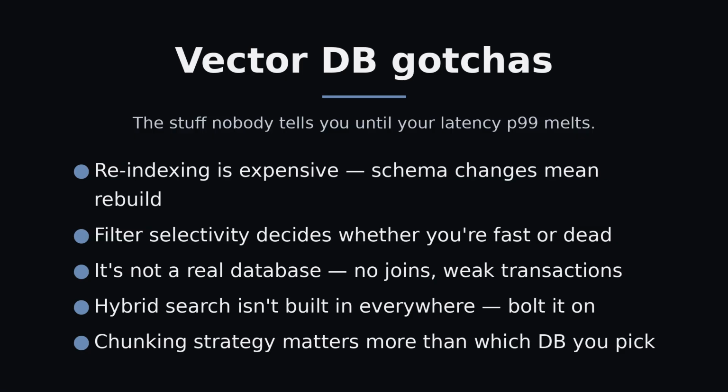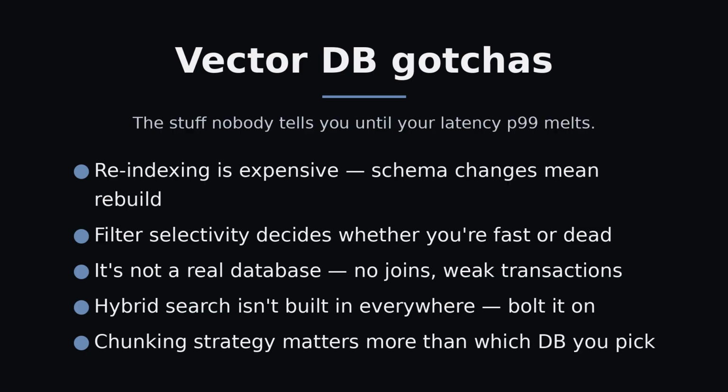5 things that bite everyone. 1. Rebuilding the index is expensive. Adding a new metadata field, switching embedding models, growing past your shard size, any of those means re-embedding and re-indexing your whole corpus, and that can take hours. 2. Filter selectivity decides everything. A filter that matches 99% of your data is essentially free. A filter that matches 0.1% will quietly tank your latency unless your DB handles it well.